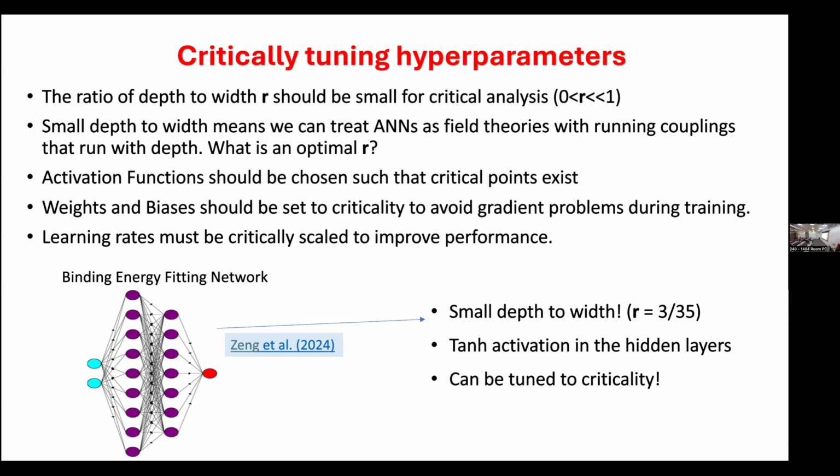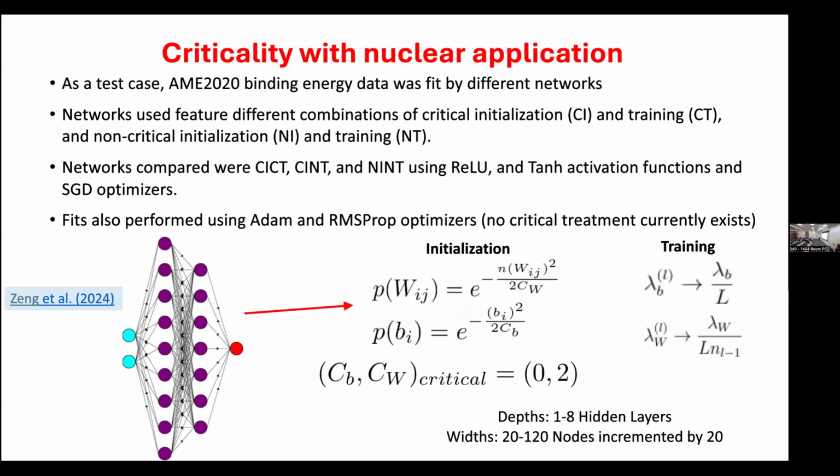And so I did this with this binding energy case, but this was originally in a paper by Zhang and collaborators, and empirically they got similar results. It's important to note that their network has a small ratio of depth to width, and it has a tanh activation function in the hidden layers, which is something that can be tuned to criticality, but they didn't necessarily do. So I did a test case where I compared these different networks, some that were tuned to criticality and some that weren't, just to see what stability and improvements were offered.